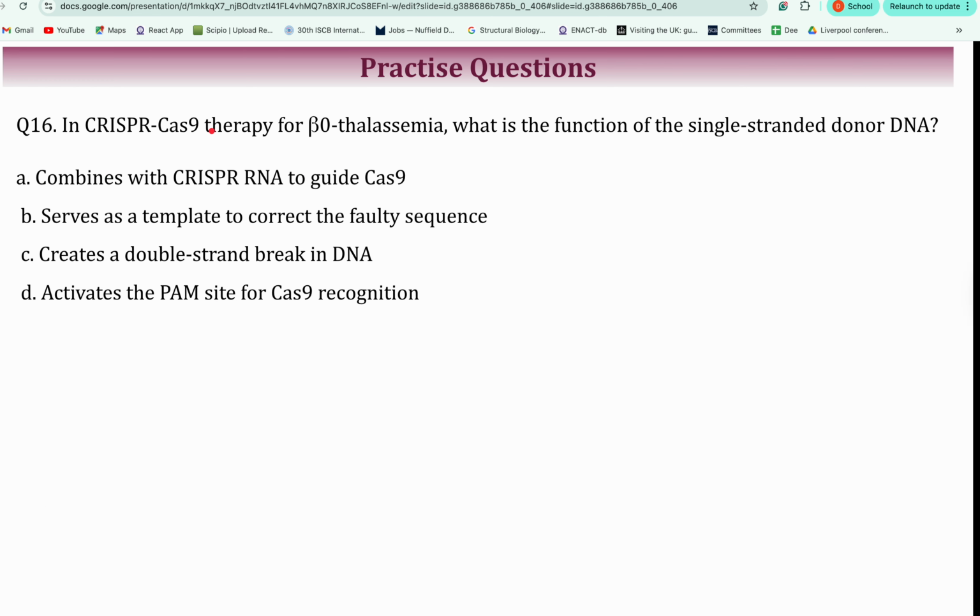Next question is, in CRISPR-Cas9 therapy for beta naught thalassemia, what is the function of single-stranded donor DNA? Option A, combine with CRISPR RNA to guide Cas9. Option B, serves as a template to correct the faulty sequence. Option C, creates a double-strand break in the DNA. And option D, activate the PAM site for Cas9 recognition. So you need to tell what is the function of single-stranded donor DNA. Just think for a second and then we'll discuss the right answer.